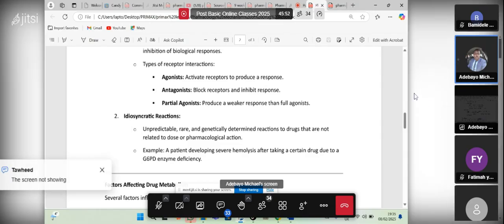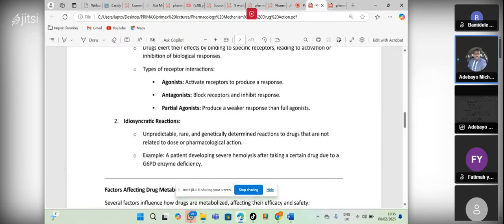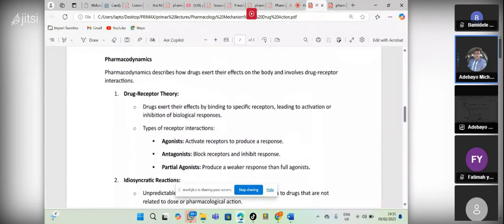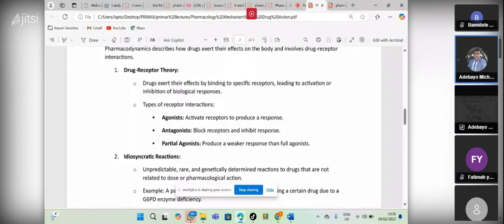So idiosyncratic reaction is unpredictable. For example, a patient developing severe hemolysis after taking a certain drug due to G6PD enzyme deficiency. Those kinds of reactions are unpredictable, and that's why they are called idiosyncratic effects. So pharmacodynamics produces basically two receptor theories. It's either an agonist, antagonist, or a partial agonist, or it is an idiosyncratic effect, which is unpredictable. It does not enhance the action of that particular organ. It does not inhibit the action, or weaken it. It just produces something very different.